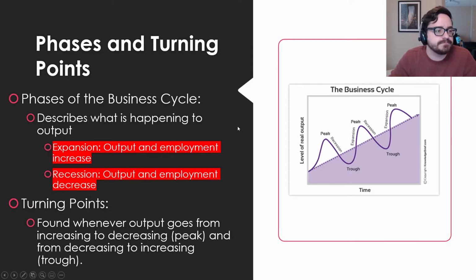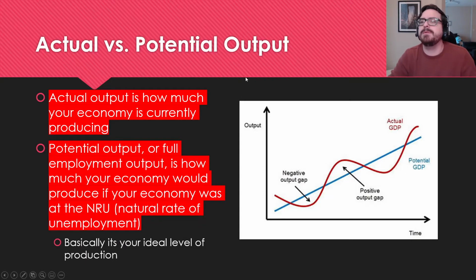Troughs take time. Now, probably the most important thing to understand with this graph when it comes to other things in the course are the ideas of actual versus potential output. So, actual output is the level of production your economy is currently producing. It's your spot on the wavelength. Wherever you are on the wavelength is your actual output.